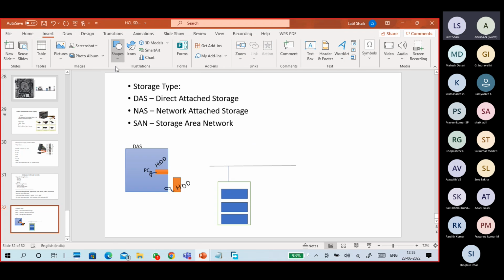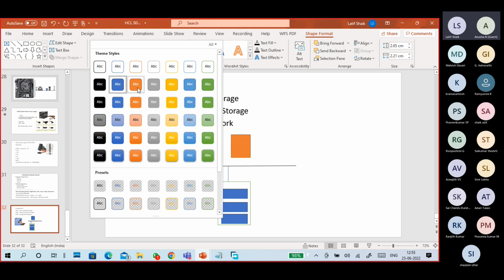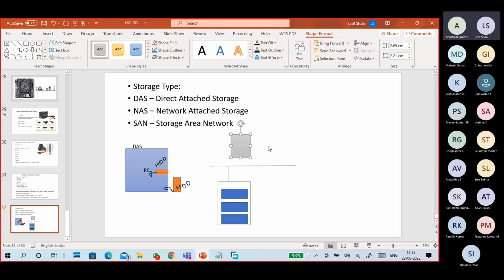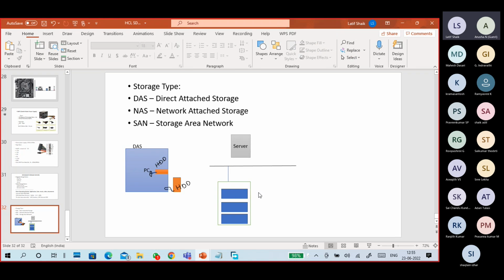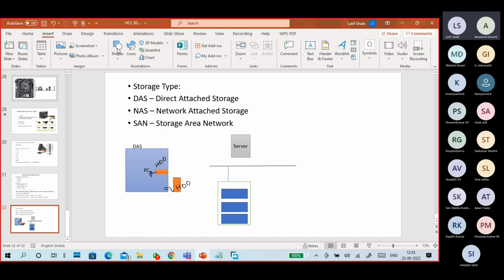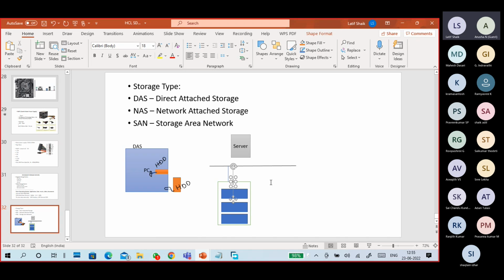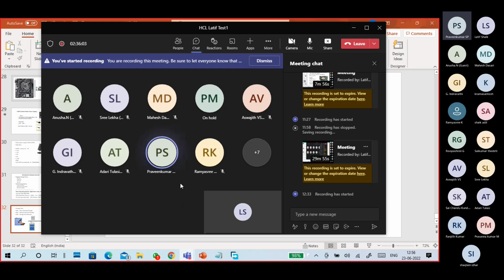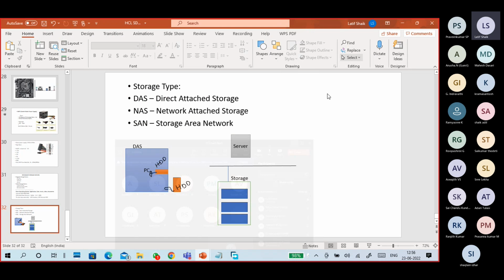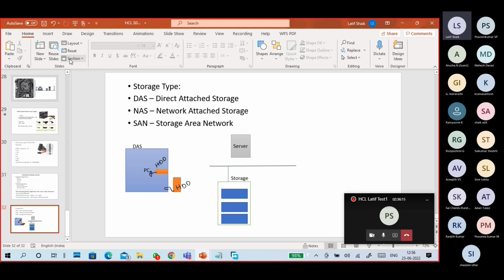And we have storage servers which control the storage. Okay, no problem. This is a storage bay, this is a server.